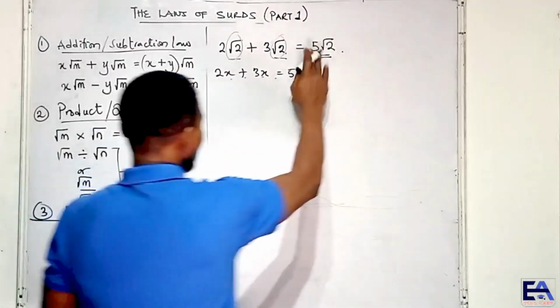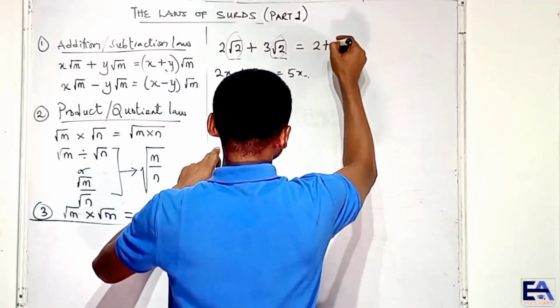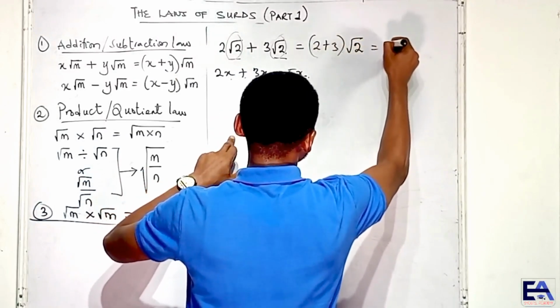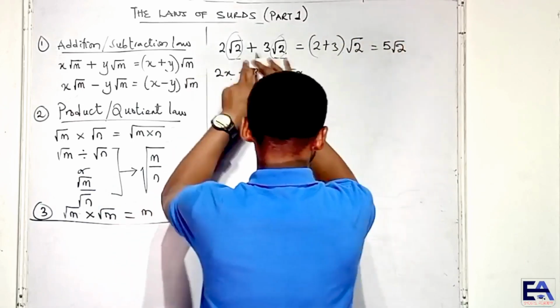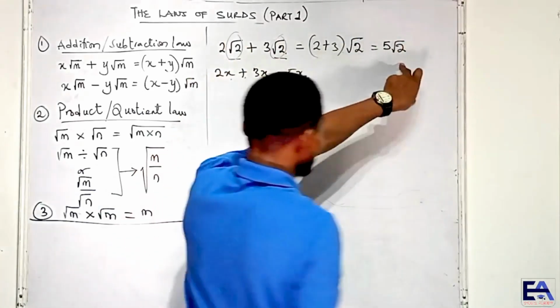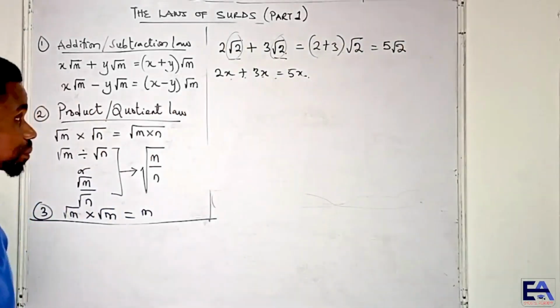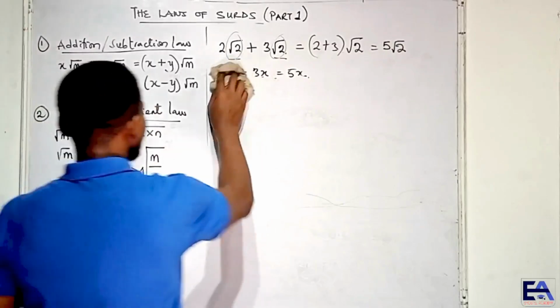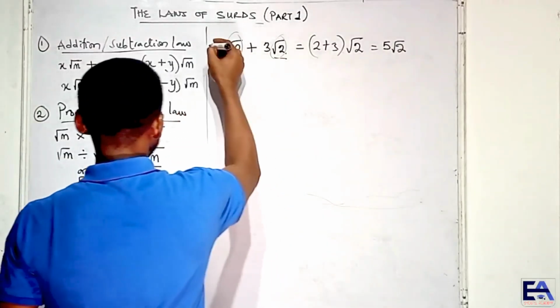Or you can just say 2 plus 3, then common root 2, which is simply 5 root 2. Or you can just go straight to the point: 2 root 2 plus 3 root 2 is 5 root 2, and then you're good to go. That is what this first law is talking about.